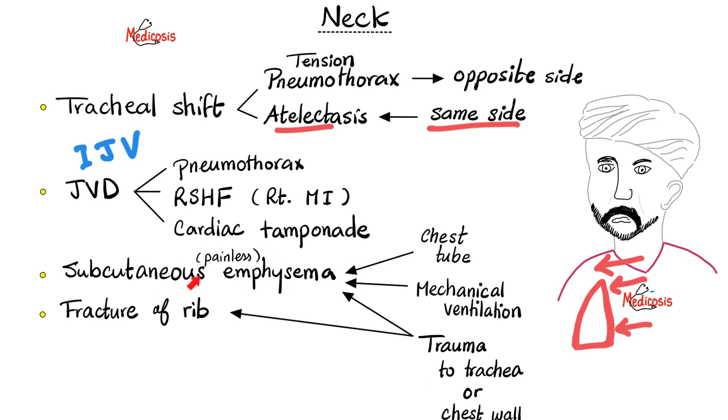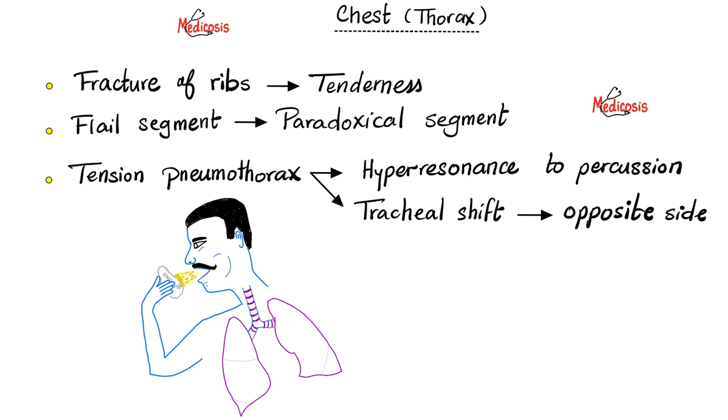But this could also be caused by a doofus doctor, by misplacing the chest tube, puncturing something, or barotrauma from mechanical ventilation. Also, while examining the neck, look for fractured ribs, because trauma can also lead to fractured ribs. The chest or the thorax, we're going to look for fractured ribs or rib fracture. Rib fracture is usually painful, so when you press your fingers on it, the patient feels the pain, unlike the subcutaneous emphysema, which is usually painless.